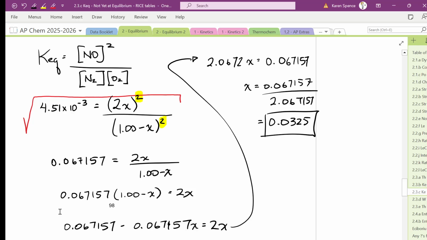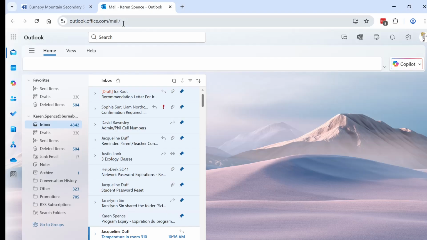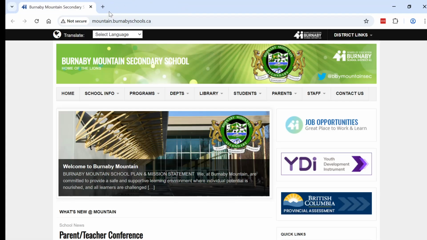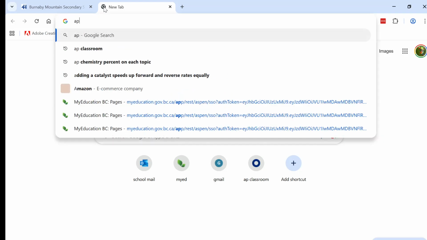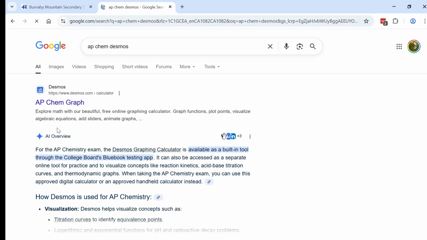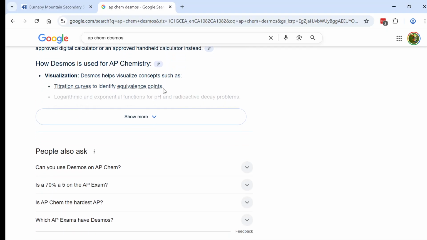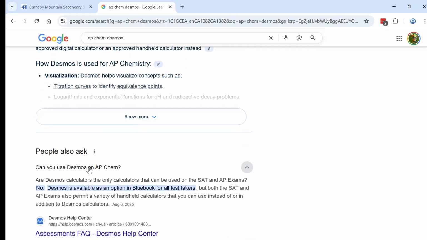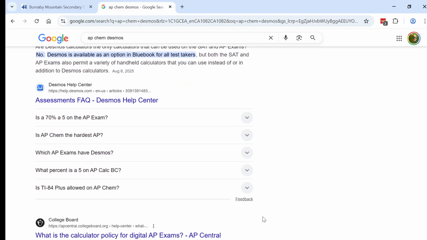I don't know. Let's look up AP Chem Desmos. Can you use Desmos on AP Chem? No. Wait, Desmos is available as an option. Hold on. Our Desmos calculators. In Blue Book for all, Desmos is available as an option for all test takers. This is AI. I don't always trust AI.